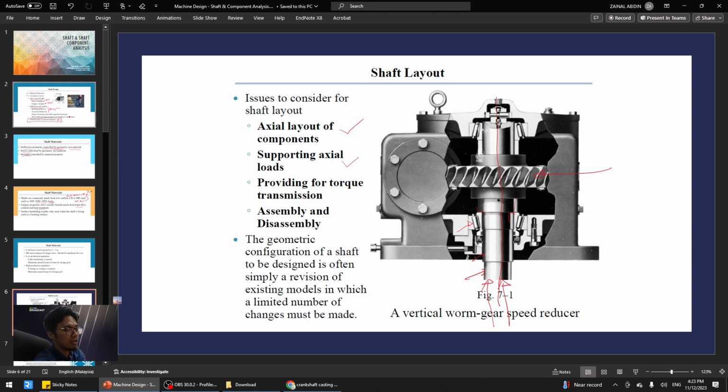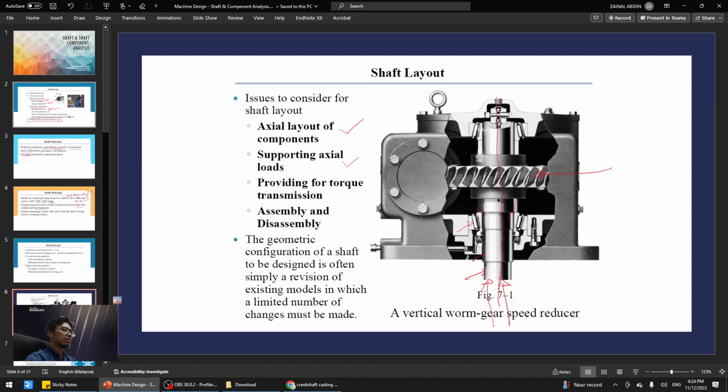So basically untuk axial load ni, bila orang nak design sesuatu ataupun orang consider nak menggunakan shaft dalam dia punya design, dia akan menggunakan type of bearing jenis tapered. Okay, jenis tapered. Nanti kita akan go through what is tapered bearing.